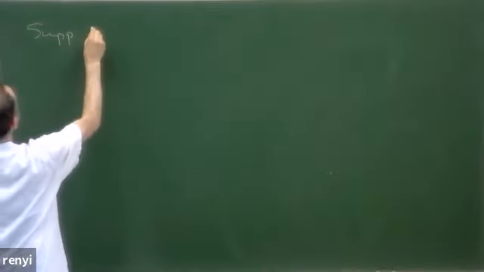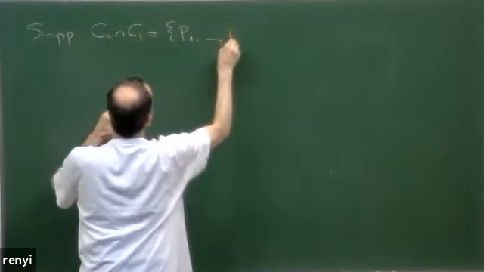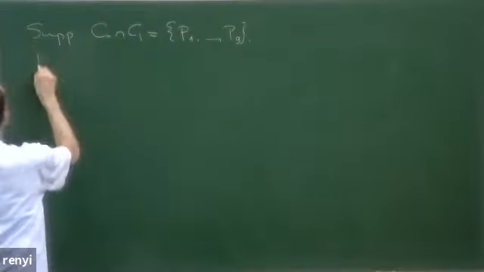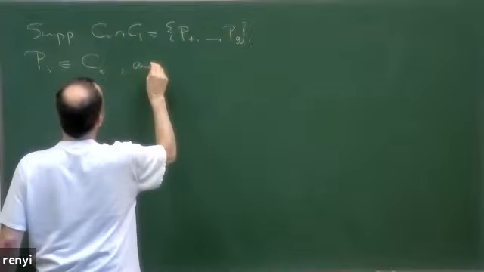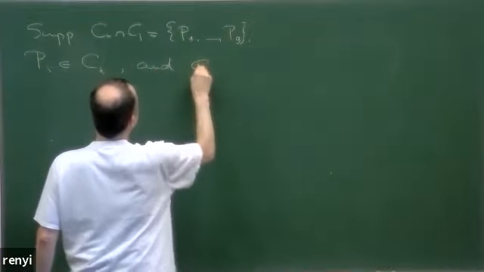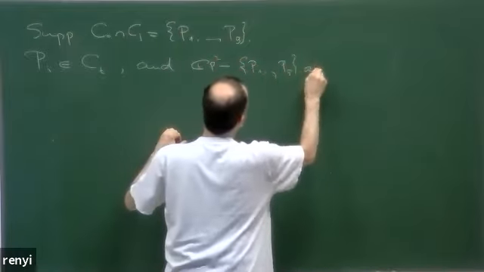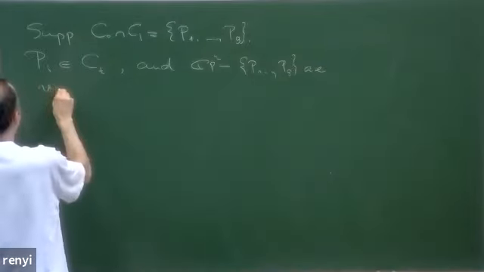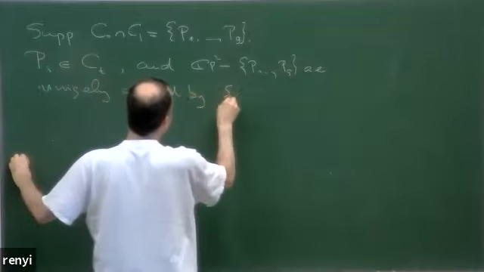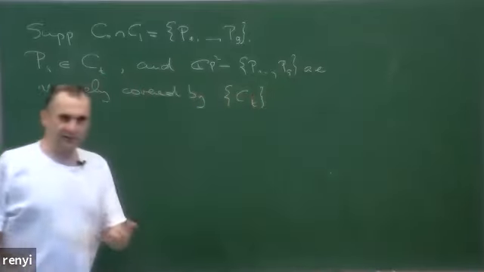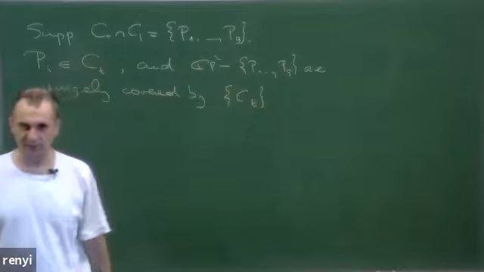Suppose that the 9 points in C0 intersection C1 are P1 up to P9, then all the PIs are in CT, and CP2 minus these 9 points are uniquely covered by this family CT, by which I mean that on every point in this complement, there is a single T for which CT passes through that point.